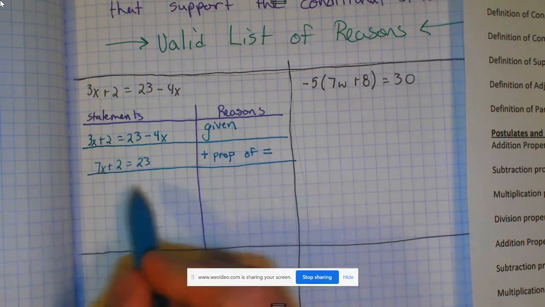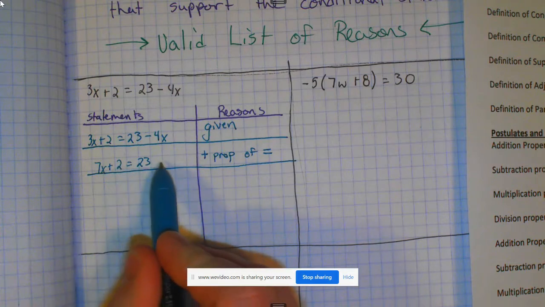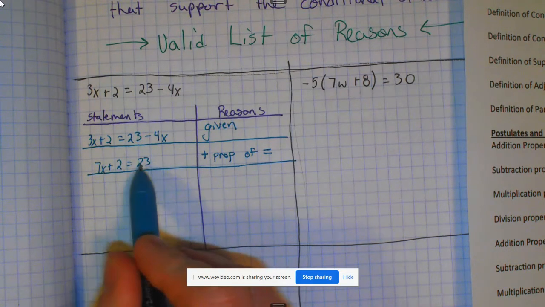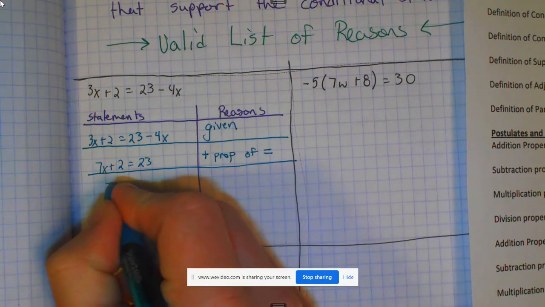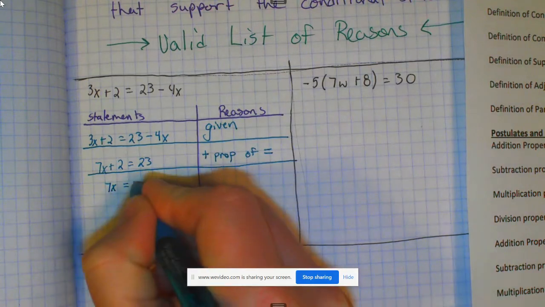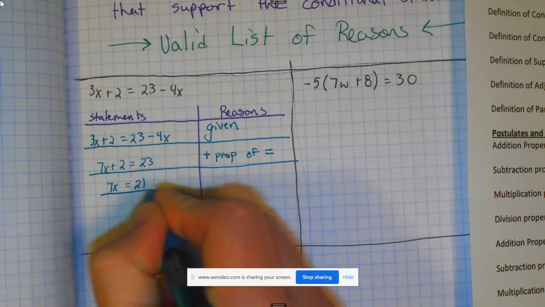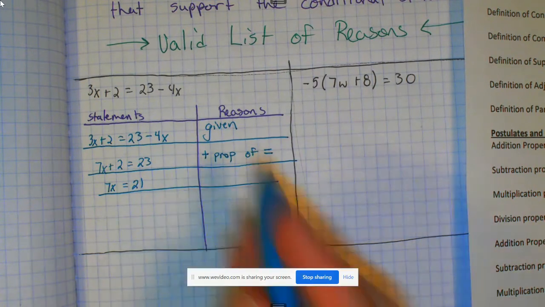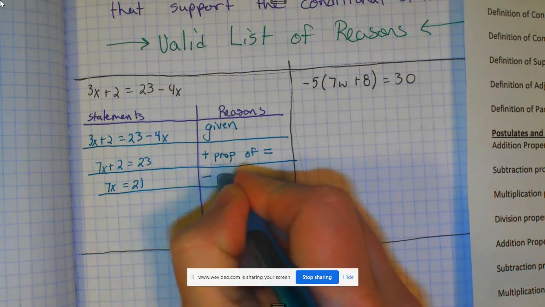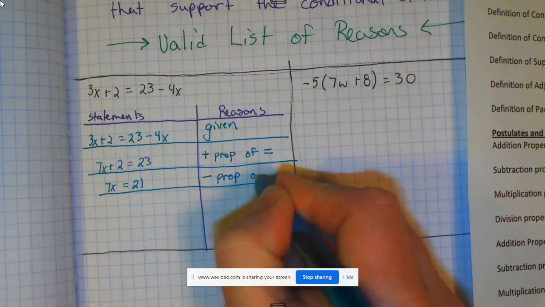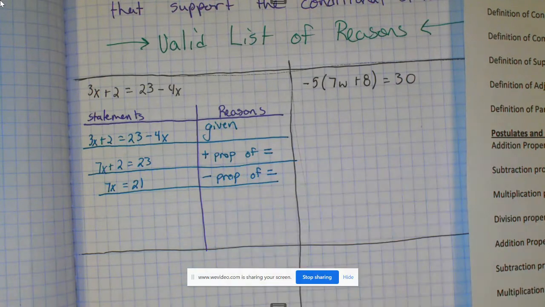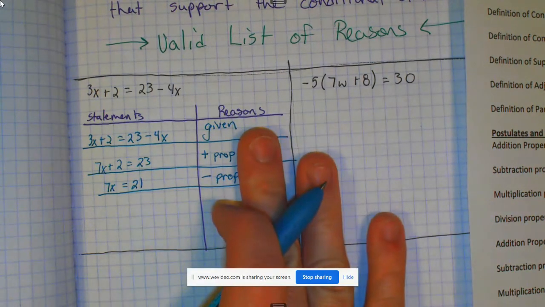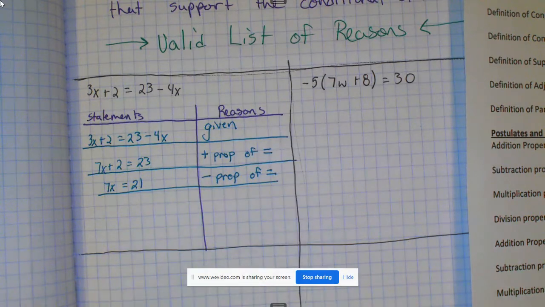Here my next move would be to subtract 2 from both sides. When I subtract 2 from both sides, I get 7x equals 21. Since I subtracted from both sides, that would be the subtraction property of equality. Remember, if I don't put the of equality part, we're doing it on the same side. And we will see something like that.